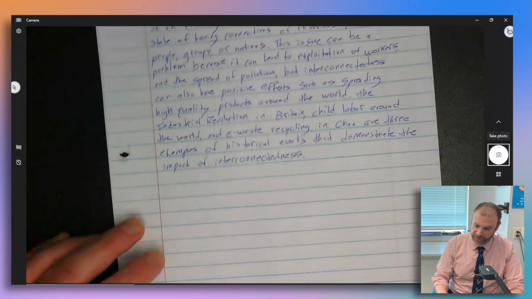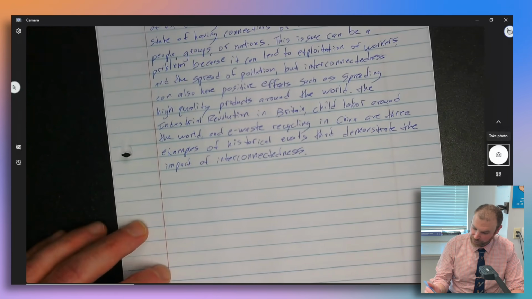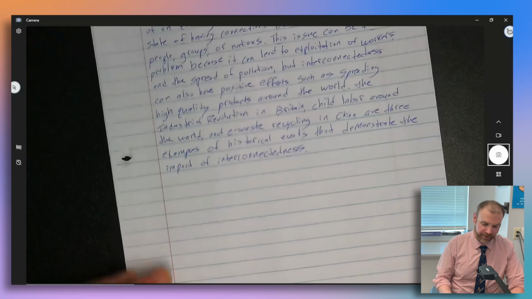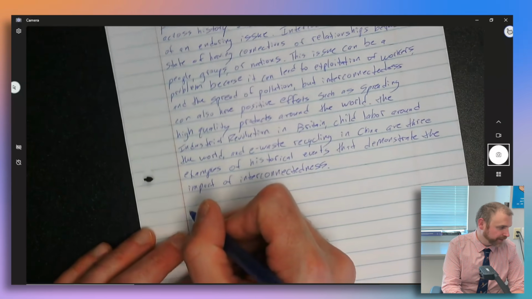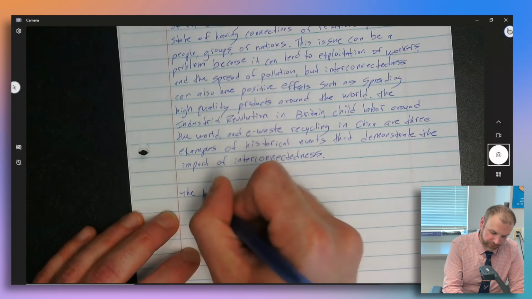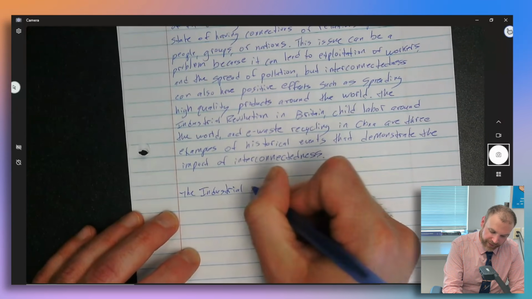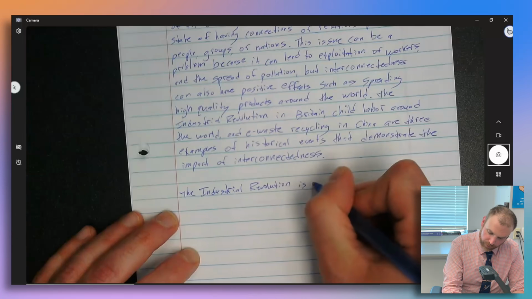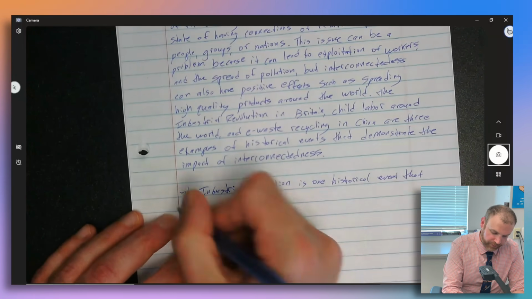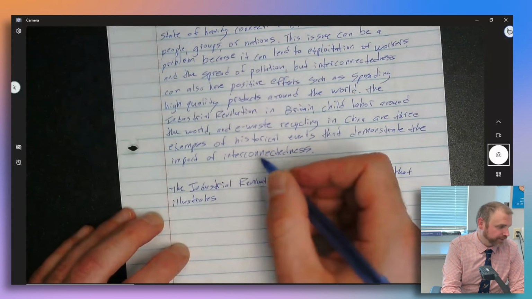All right, so maybe we do something like this. The Industrial Revolution in Britain is one historical event that illustrates the issue of interconnectedness. Okay, so I'll skip a line, and we'll start a body paragraph. I'll say the Industrial Revolution, which is the title I gave to document 1, is one historical event that illustrates the enduring issue of interconnectedness.